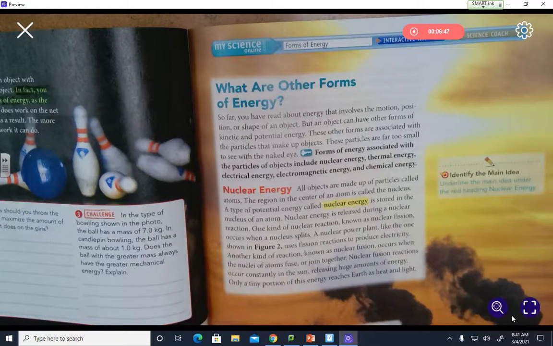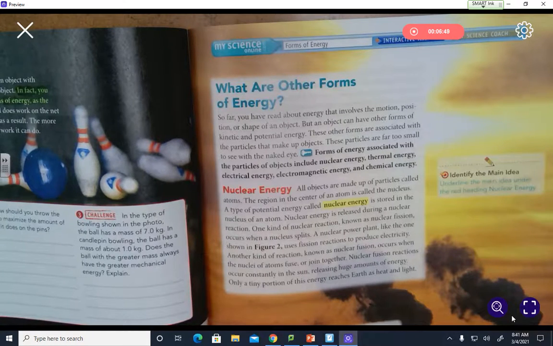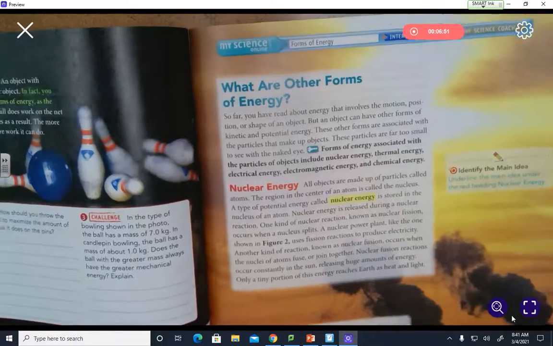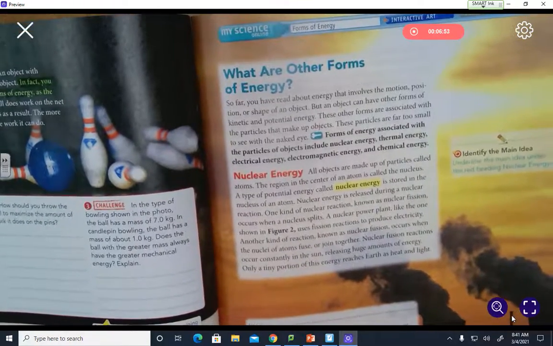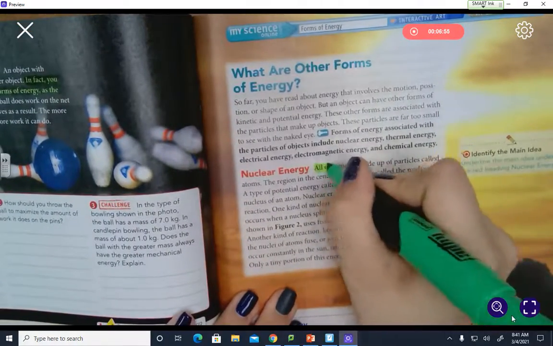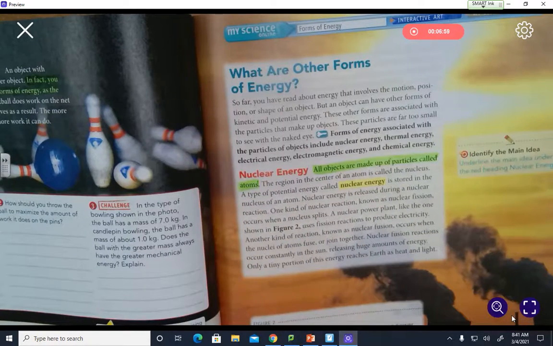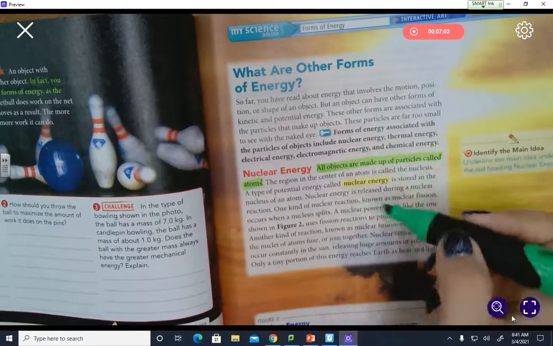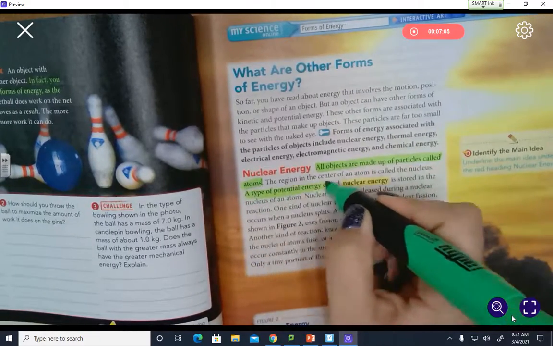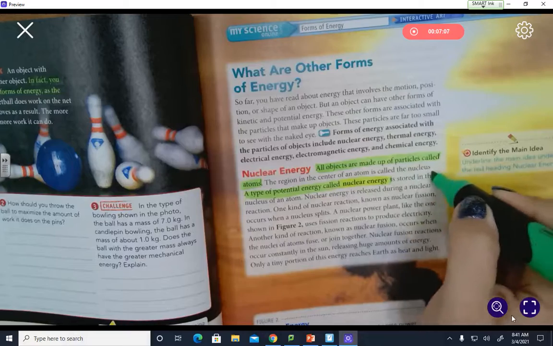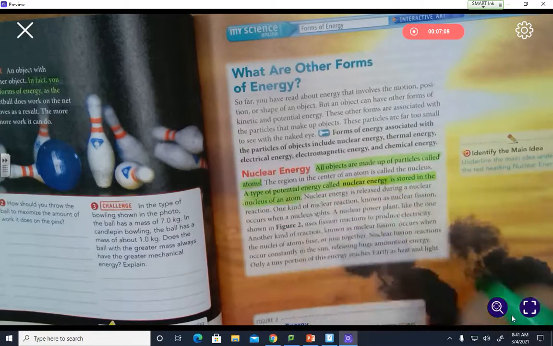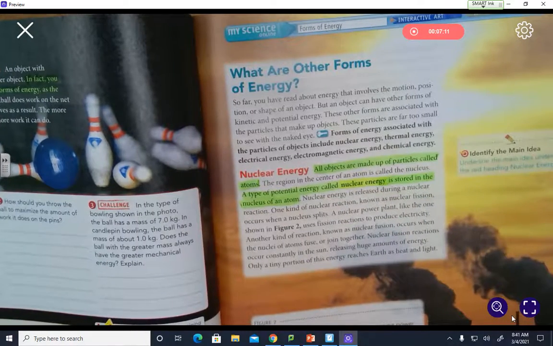So first, let's talk about nuclear energy. All objects are made up of particles called atoms. I want you to highlight that. That's important to remember. The region in the center of an atom is called the nucleus. A type of potential energy called nuclear energy is stored in the nucleus of the atom. Nuclear energy is released during a nuclear reaction.